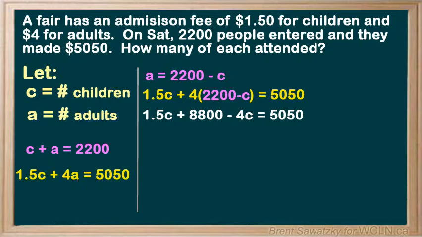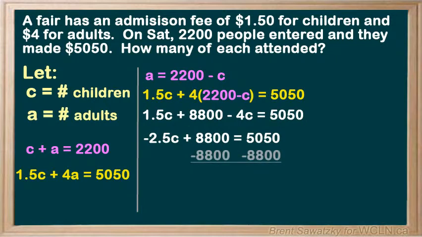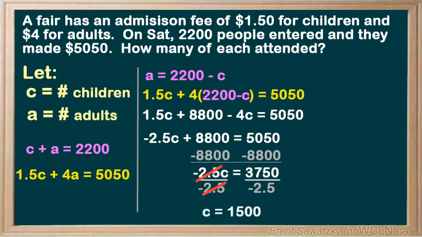Bringing the C terms together, 1.5C minus 4C is negative 2.5C, and we subtract 8,800 from both sides, and now we divide by negative 2.5, and we get C equals 1,500. And we refer back, the number of children on that particular day was 1,500. And we still have to tell how many adults were there that day.